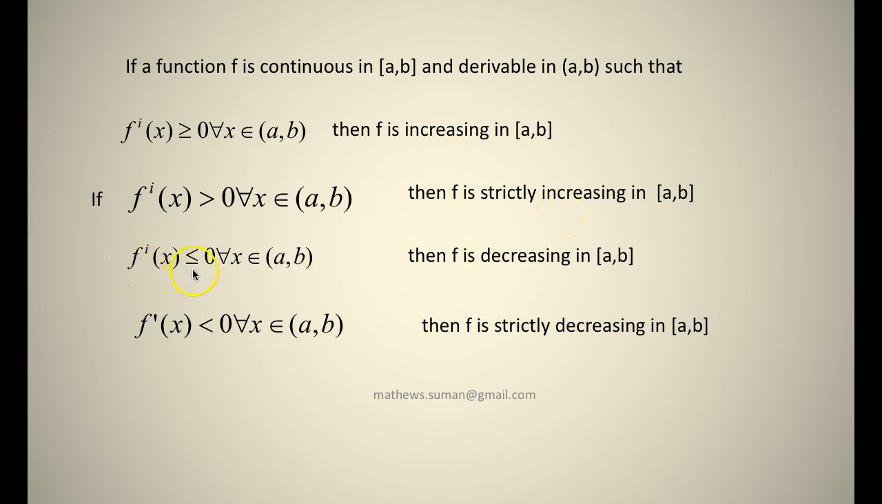If f dash x is less than or equal to 0 for all x belonging to the open interval (a, b), f is decreasing in the closed interval [a, b]. And if f dash x is less than 0, a strict inequality, for all x belonging to the open interval (a, b), then f is strictly decreasing in the closed interval [a, b]. One needs to remember that f dash x is greater than 0 or less than 0 in the open interval, but f is increasing or decreasing, or strictly increasing or decreasing, in the closed interval.